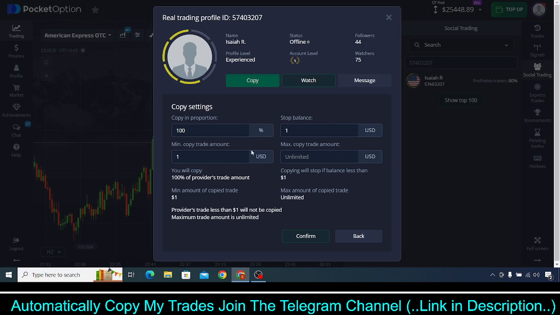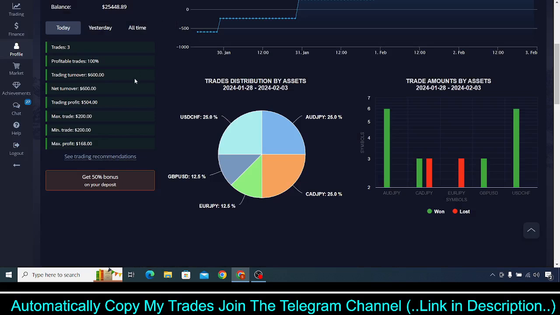Now you will see these four boxes appearing here. Ignore these three boxes, okay, and just increase or decrease this percent box. Now as I've told you, every day I make $200 per trade in each trade.